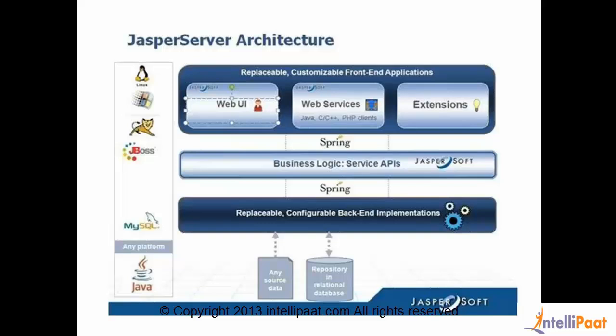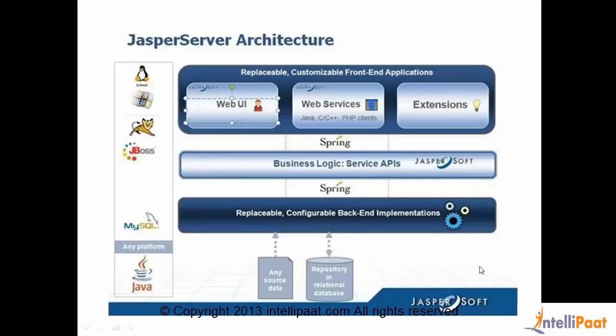So this is a Jasper server architecture. Now let's start from the bottom portion of it. So Jasper server is basically a reporting tool, and the primary purpose is people use it for creating reports and deploying them to the server so that you can access those reports on the web browser.